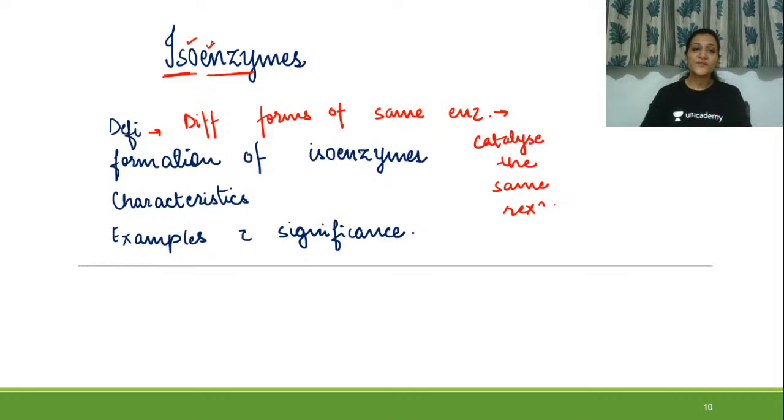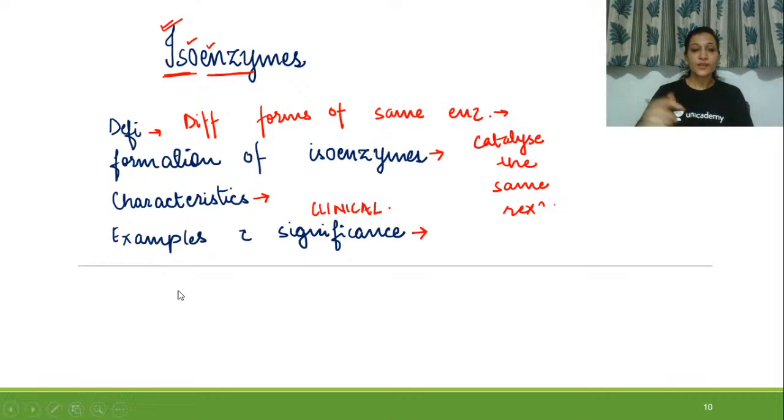So how are they different from each other if they are catalyzing the same reaction? How are they different if they can catalyze the same thing? So their origin can be different, or their alleles can be different, the tissue of action can be different. So that's why they are kept into the category of isoenzymes. Right? So formation of isoenzymes we'll be seeing in today's class. We'll be seeing the characteristics of isoenzymes, and then we'll be seeing what is the clinical significance of isoenzymes.